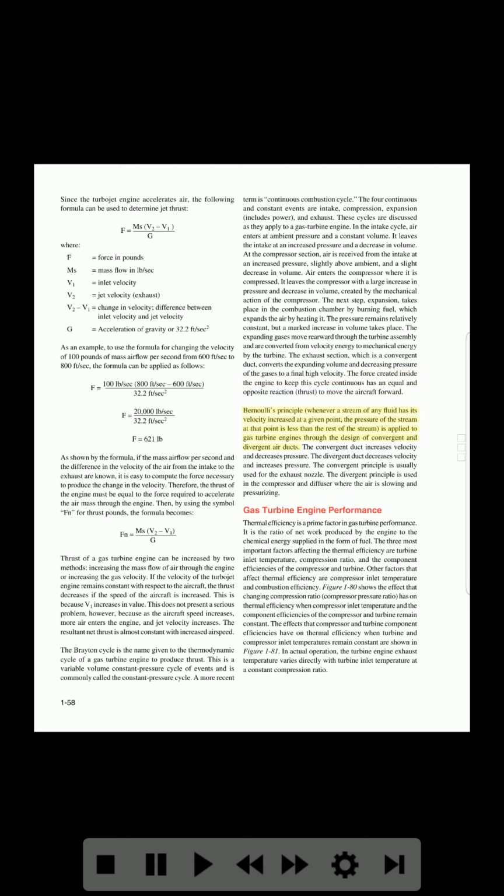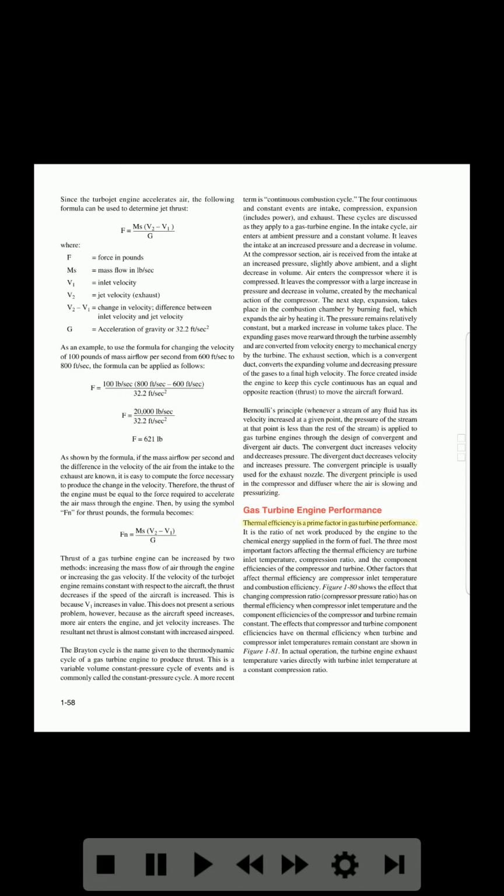Bernoulli's principle, which states that whenever a stream of any fluid has its velocity increased at a given point, the pressure of the stream at that point is less than the rest of the stream, is applied to gas turbine engines through the design of convergent and divergent air ducts. The convergent duct increases velocity and decreases pressure. The divergent duct decreases velocity and increases pressure. The convergent principle is usually used for the exhaust nozzle. The divergent principle is used in the compressor and diffuser, where the air is slowing and pressurizing.